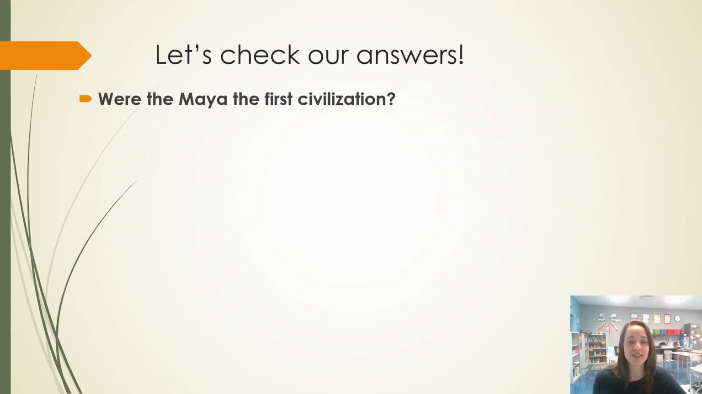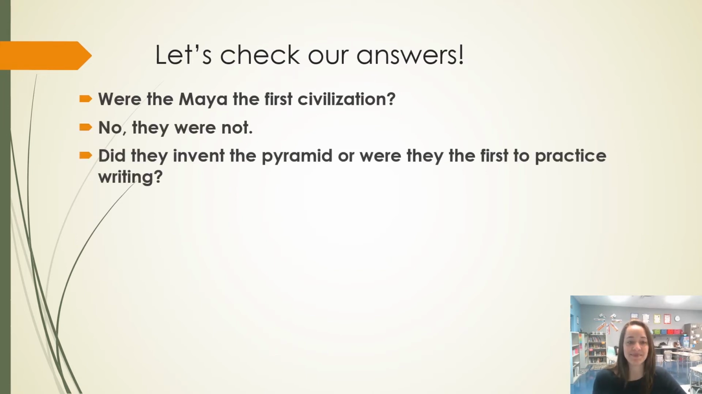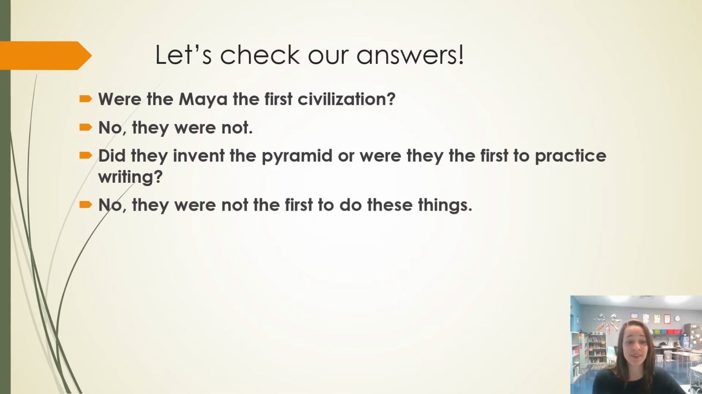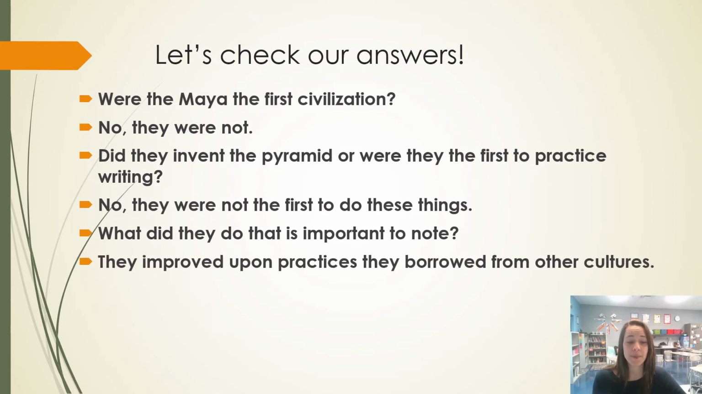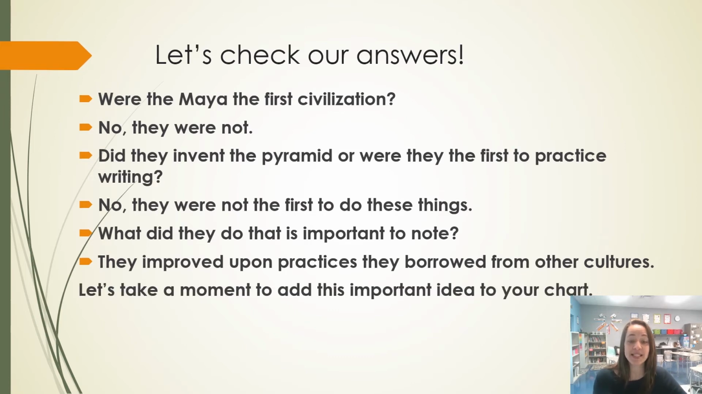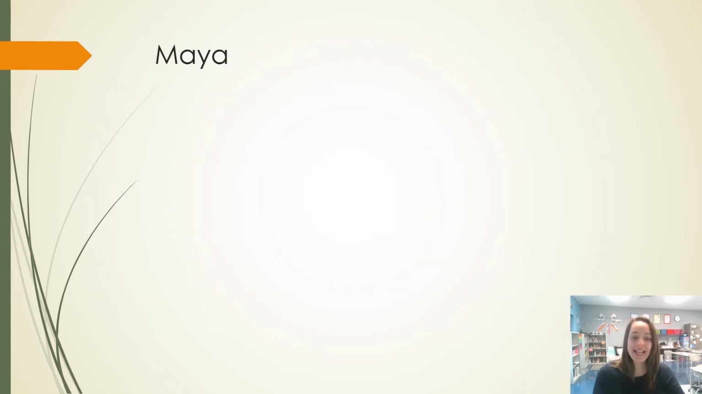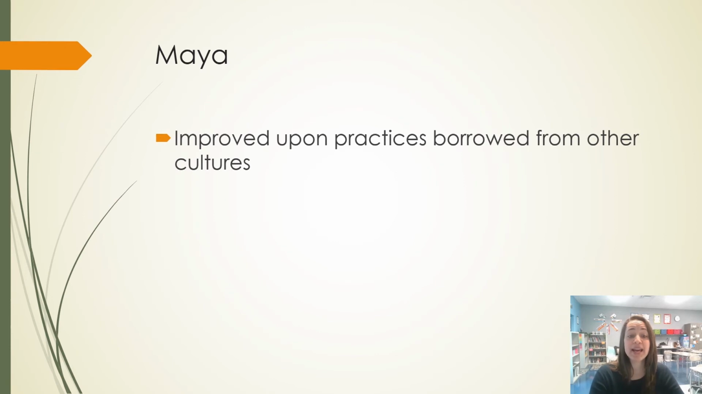Let's check our answers. Were the Maya the first civilization? No, they were not. Did they invent the pyramid, or were they the first to practice writing? No, they were not the first to do these things. What did they do that is important to know? They improved upon practices they borrowed from other cultures. Let's take a moment to add this important idea to your chart. Let's add to our chart that the Maya improved upon practices borrowed from other cultures.